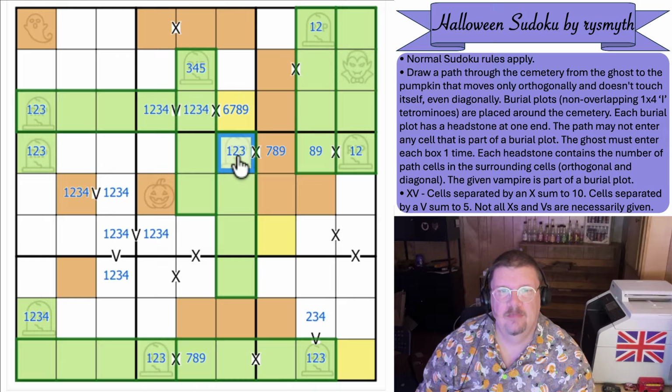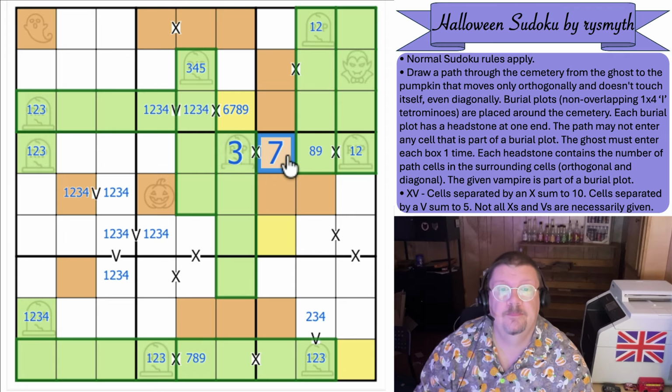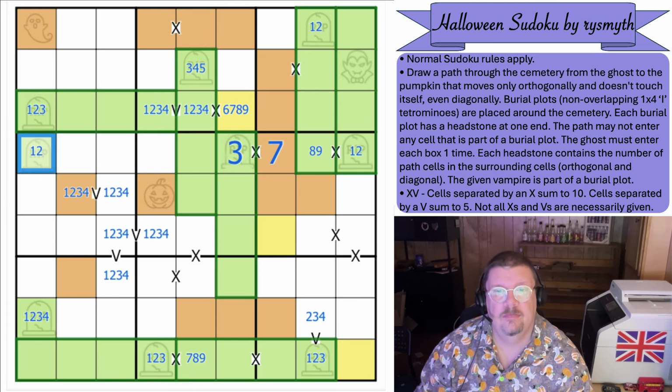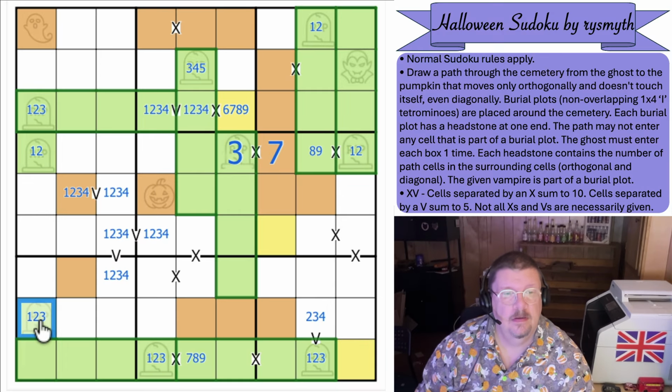This digit, we actually have a digit. 1, 2, 3. That's a 3. That's a 7. That can now not be a 3. That's a 1 or a 2. That can't be a 4. That's a 1, 2, or 3. That gives me a 1, 2, 3 triple. Very nice.